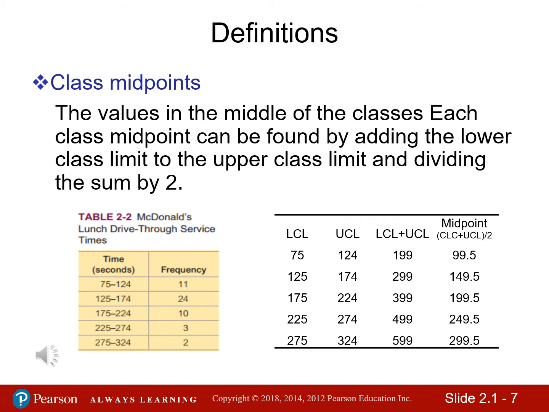Class midpoints are the values in the middle of each class. Each class midpoint can be found by adding the lower class limit to the upper class limit and then dividing that sum by 2. So if we go back to our Table 2-2, we can calculate the midpoint for each of the classes by doing that simple calculation. So let's start with the 75 to 124 class. We add 75 to 124 and then we divide by 2. That gives us a midpoint of 99.5. And then we would do that calculation for each of the remaining classes until we have all of our class midpoints.